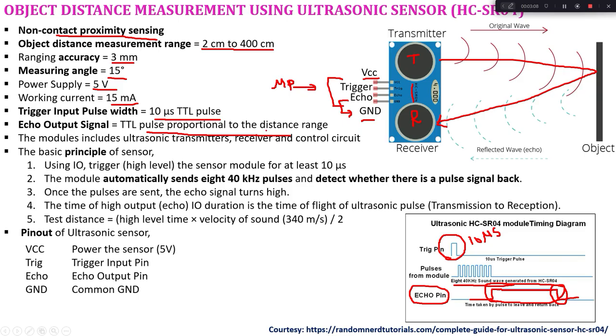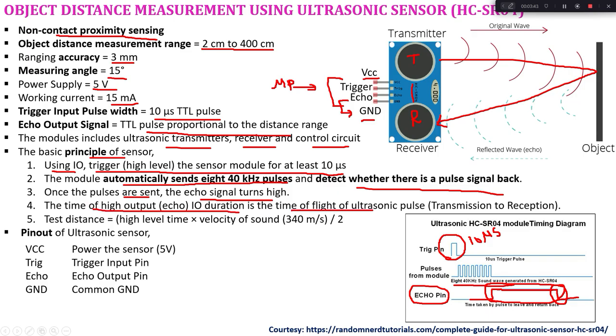If you see this module, it includes a transmitter, receiver and also a control circuit. Let us see the basic principle of the sensor. Using the I/O of your microprocessor, a trigger signal will be applied to the sensor module for at least 10 microseconds. Then the module automatically sends 40 kilohertz pulses and detects whether there is a pulse signal back. Once the pulses are sent, the echo signal turns high. The echo I/O high duration is the time of flight of the ultrasonic pulses, from the transmission of the sound waves to the reception of the sound waves.